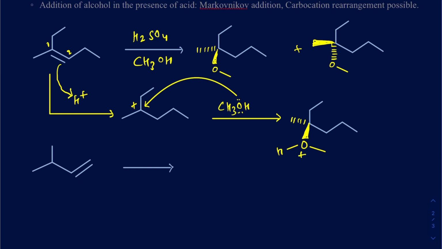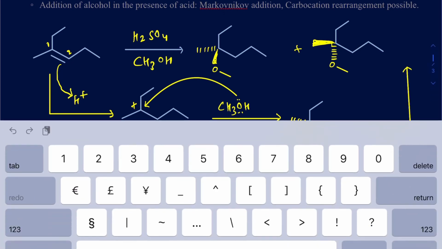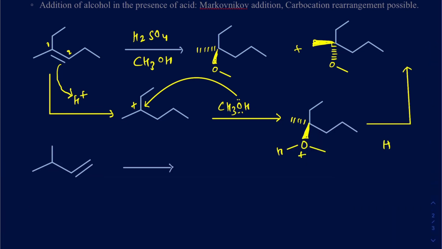So this is what it's going to look like, and then eventually you're going to make the product. Obviously, this is protonated right now, so I want to have HSO4 minus coming in and grabbing this proton here. And it's going to restore the electron density back onto the oxygen.